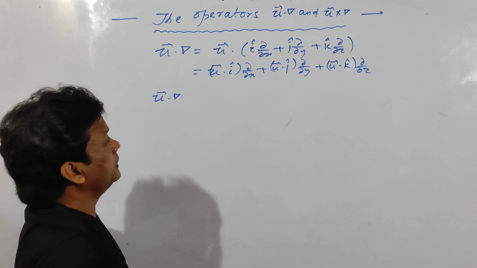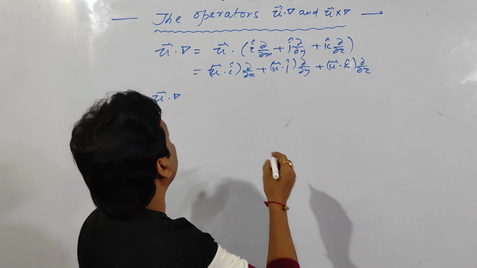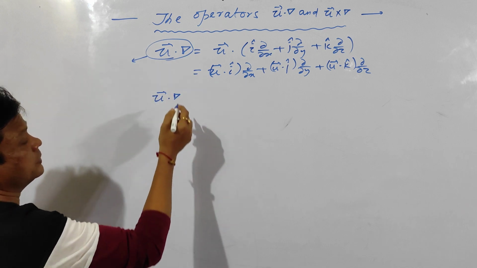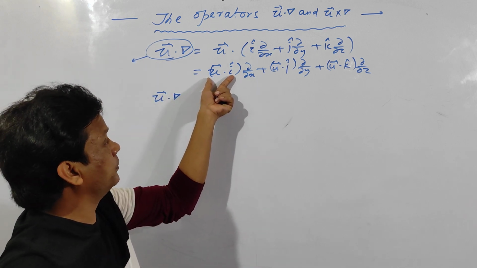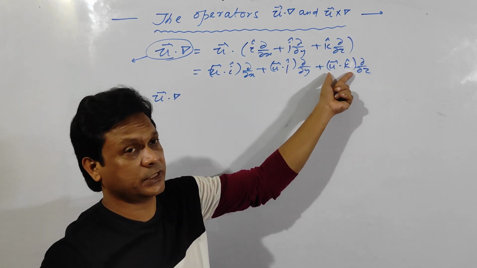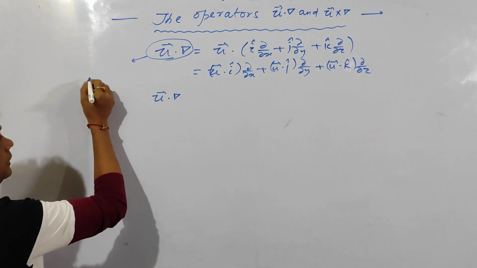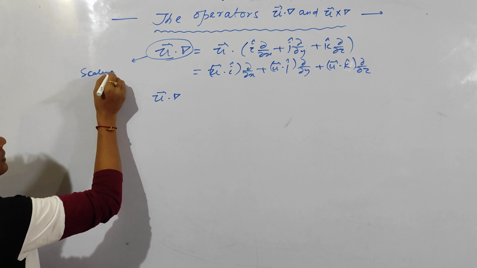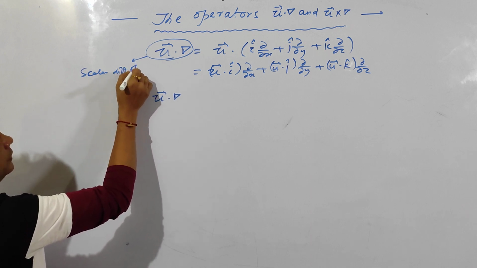Now, u dot del is a scalar differential operator. Because it is a dot product, this will become a scalar, this will become a scalar, this will become a scalar. That means altogether it is a scalar and it is a differential operator. It is a scalar differential operator. Clear?